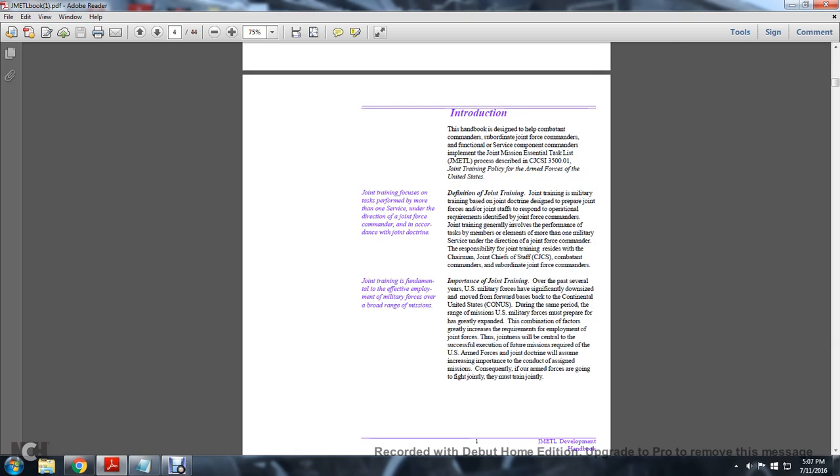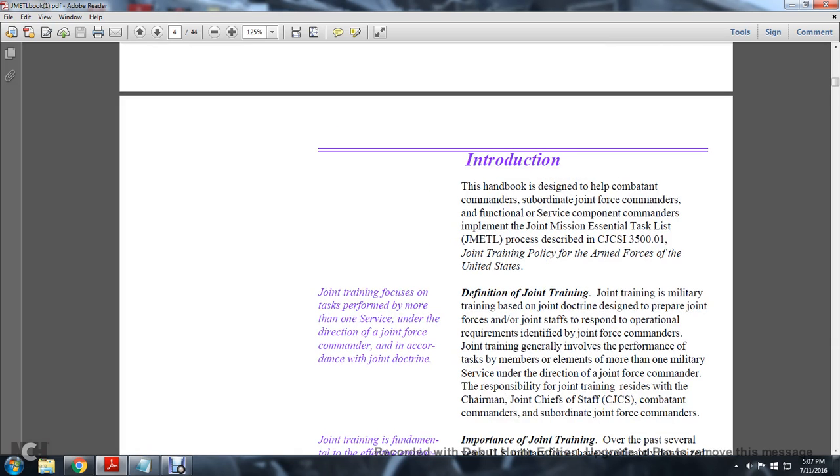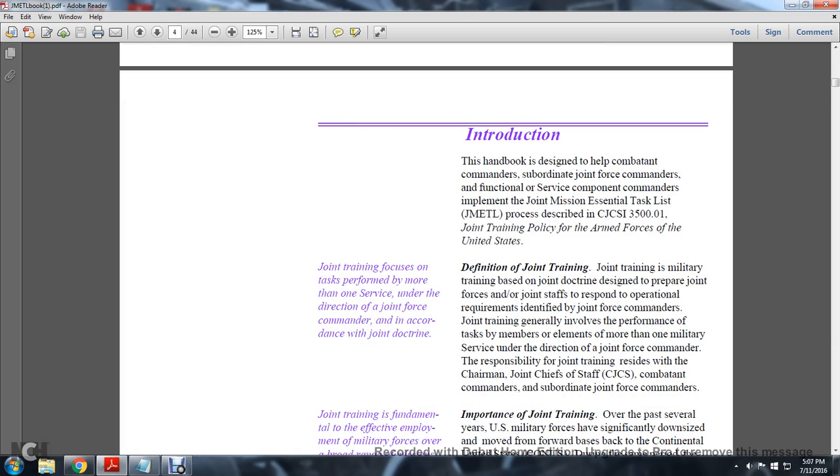All right, introduction. This handbook is designed to help combatant commanders support subordinate joint force commanders and functional service component commanders implement the joint mission essential task list process described in the Joint Chiefs of Staff Instruction 3501, Joint Training Policy for the Armed Forces of the United States.